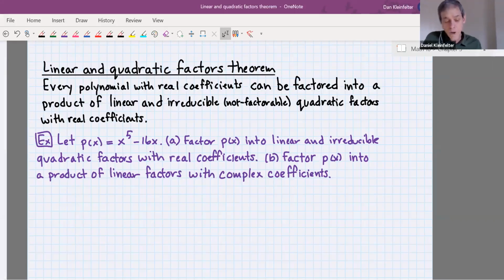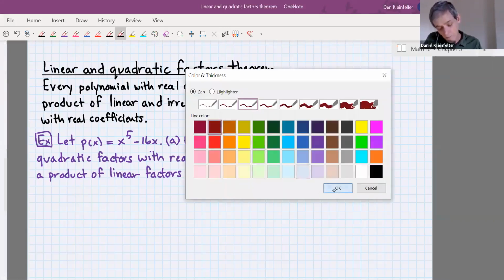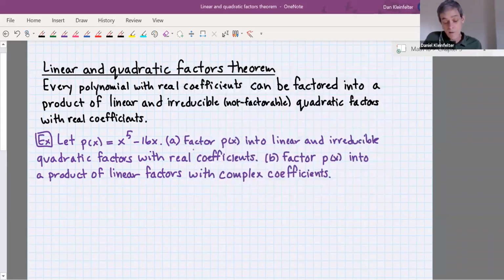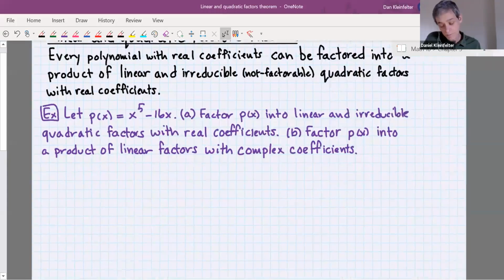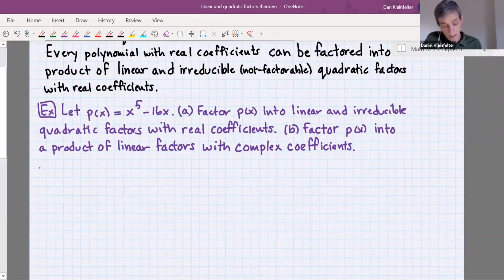Okay, so as an example, we're going to try this one. It says x to the fifth minus 16x. We're to first factor p of x into linear and irreducible quadratic factors with real coefficients. So let's do that first. So that's x to the fifth power minus 16x. So what I would do first is factor out that common factor of x. So you're left with x to the fourth power minus 16. That x to the fourth power minus 16 is a difference of squares.